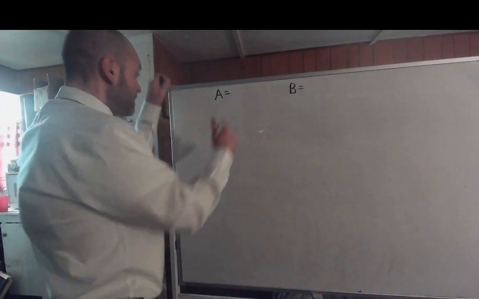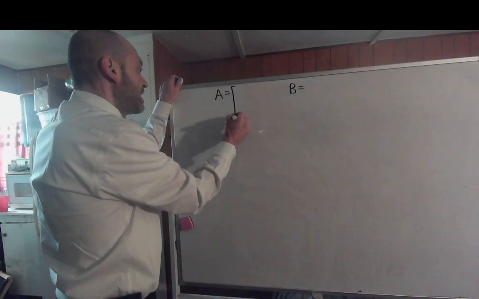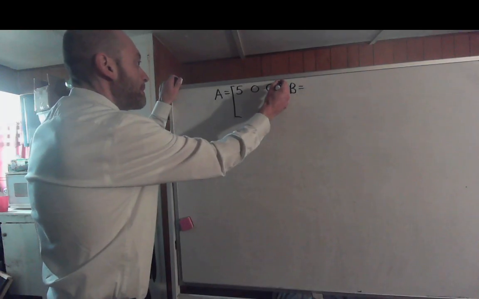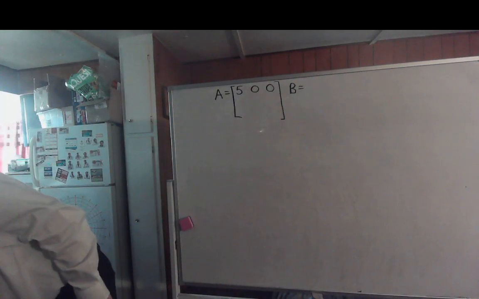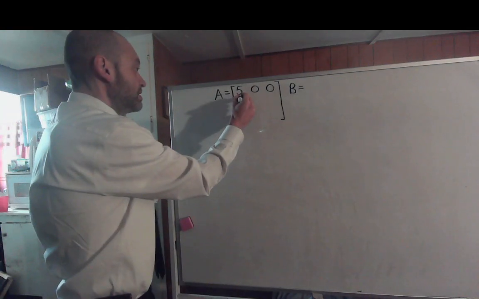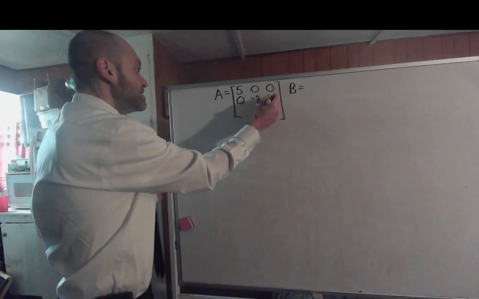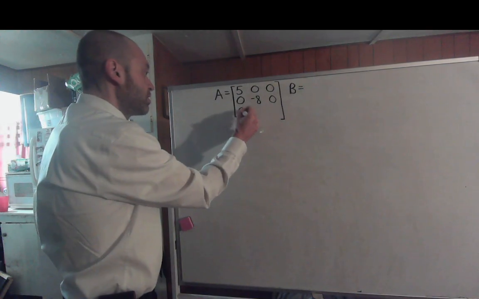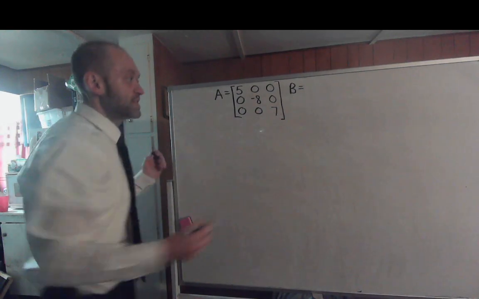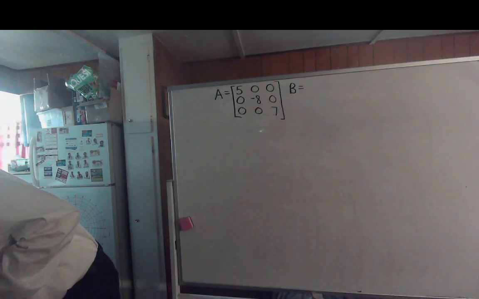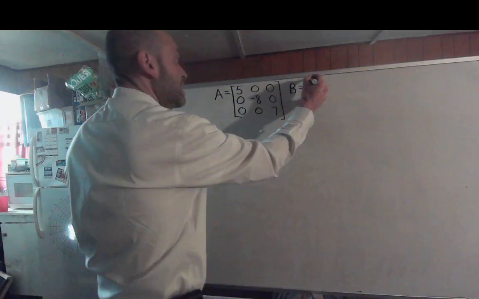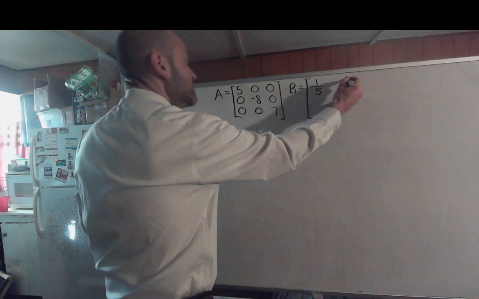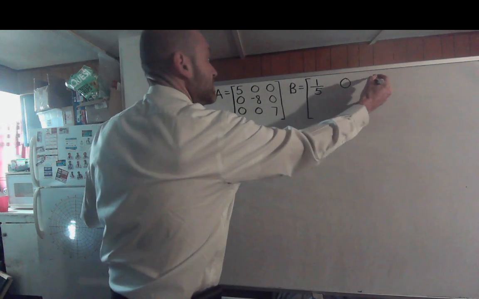So let's take matrix A to have entries 5, 0, 0. Matrix B, and then we'll have 0, negative 8, 0. And then we'll have 0, 0, 7 for matrix A. Matrix B is going to have entries 1/5, 0, 0.